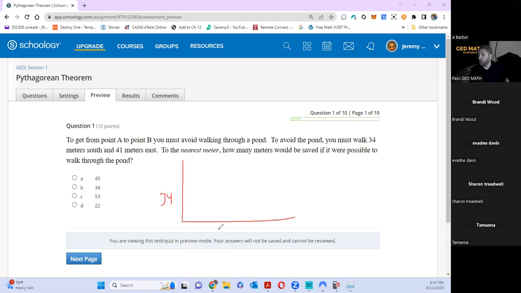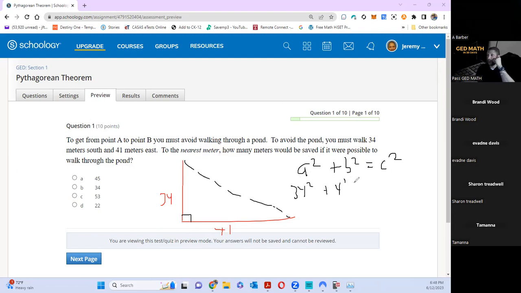So now I got a 41. Now you should see right there, I got my L. That's my right angle. That's my right triangle. So you should now, if you went through the ebook, I show you. Now, if you're trying to solve this by hand, this is what you would have to do. A squared plus B squared equals C squared. 34 squared plus 41 squared equals C squared.